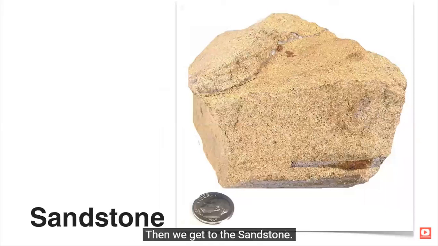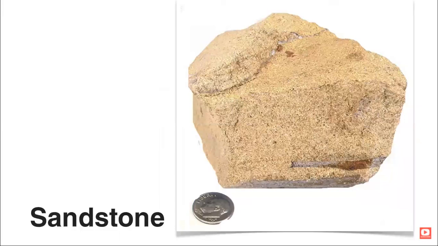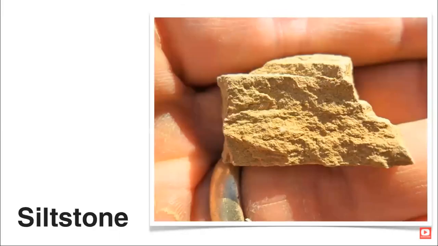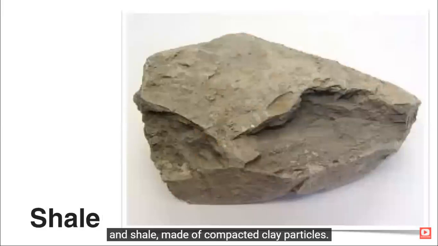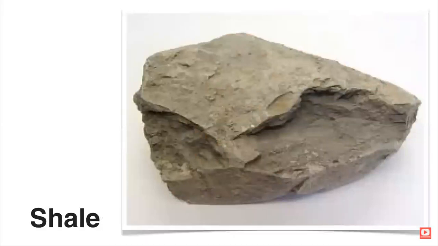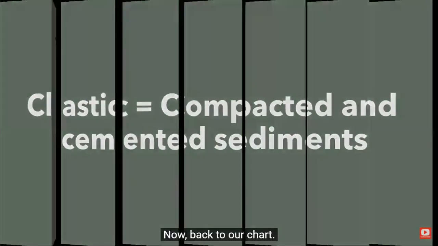Then we get to the sandstone. As you can imagine, sandstone is made of compacted sand grains. Siltstone, made of compacted silt. And shale, made of compacted clay particles. So those are your clastic sedimentary rocks. Compacted and cemented sediments. Now, back to our chart.